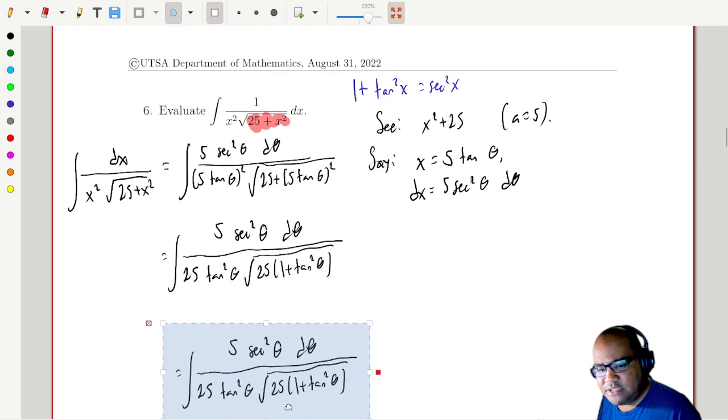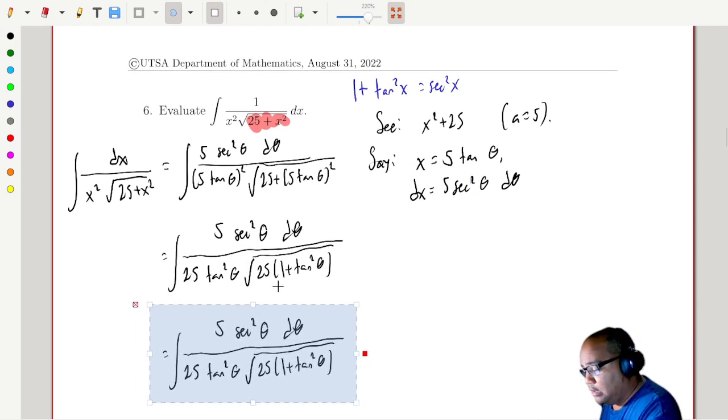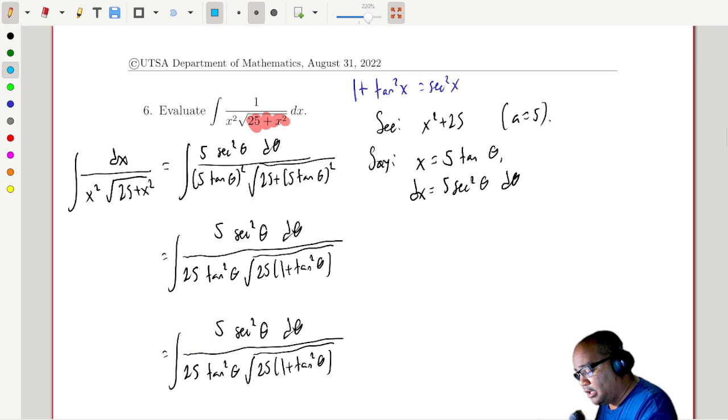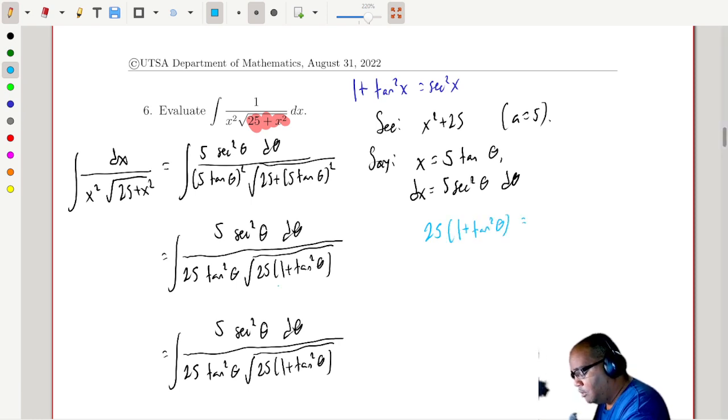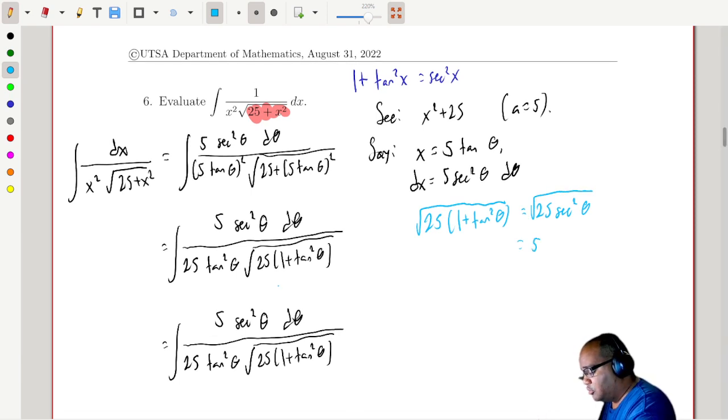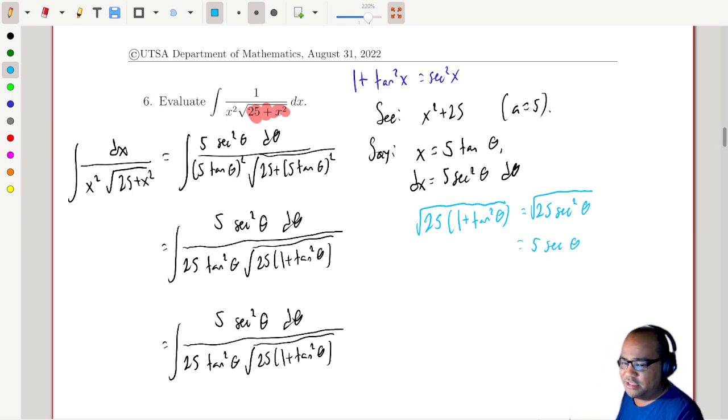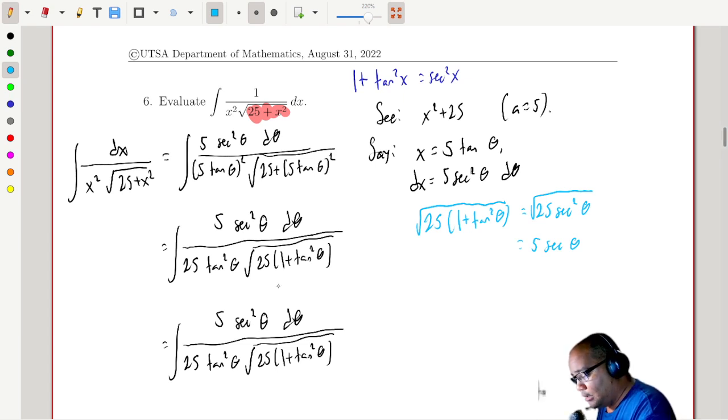And now check out what happens in this next cleanup step. Bit of sleight of hand here, but I'll write it here on the side. Remember that square root is multiplicative. So 25 times 1 plus tangent squared theta. Well, 1 plus tangent squared is secant squared. And because the square root is multiplicative, I'll take the square root of each factor individually. Square root of 25 is 5. We get a secant theta there. So that's nice.